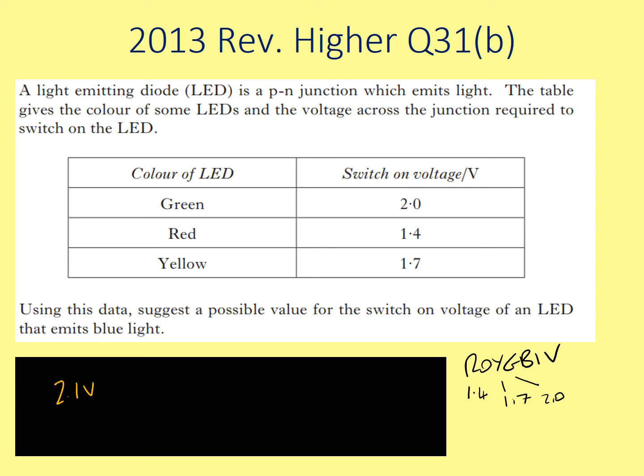The SQA is going to accept a range. The upper range has to be realistic. But look, we've got 0.3 of a volt going up from yellow to green. So really what the SQA is looking for is a reasonable range, and they'd accept everything between 2.1 volts and 2.8 volts, and that's going to be inclusive.